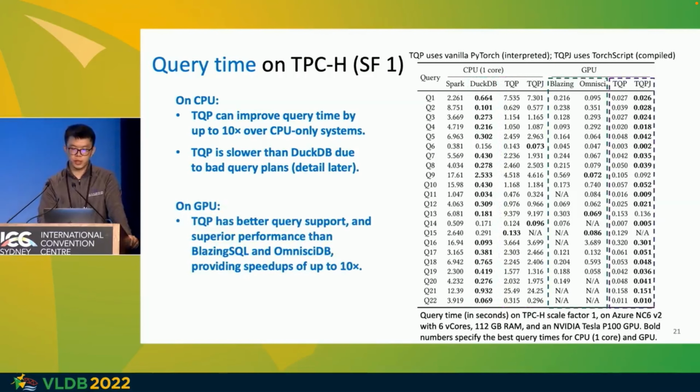We compare TQP with Blazing SQL and OmniSciDB. We can see that TQP outperforms Blazing SQL for all queries, and it also outperforms OmniSciDB for 15 out of the 18 queries supported by OmniSciDB. TQP also has better query support because it supports the full benchmark, while Blazing SQL and OmniSciDB only support 17 and 18 queries respectively.